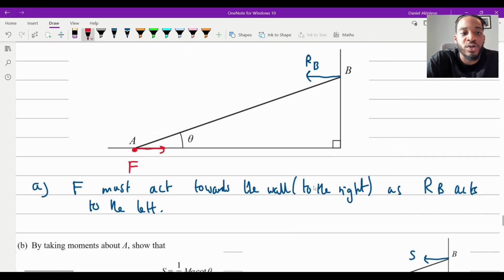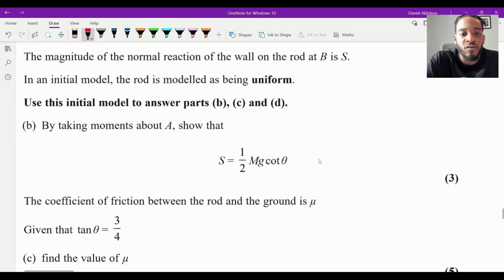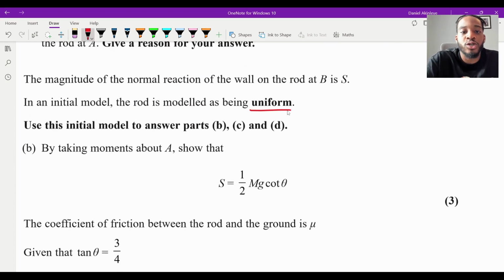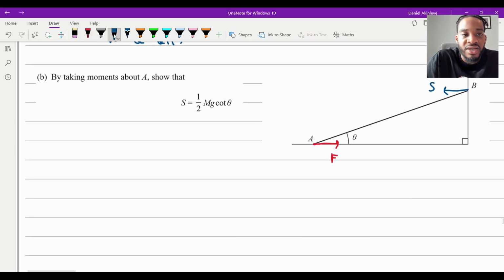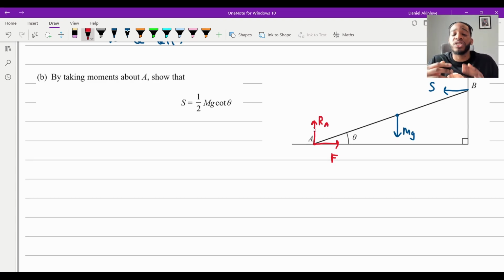Now, in the question, they told us that this rod is uniform. They said it right here. If it's uniform, it means that the weight acts down the middle. So we're going to have a point here in the middle, and we're going to call this force the weight. The mass is M, and the weight must be mg. Another thing is, remember, we have a point of contact. This rod is in contact with this surface here, so there must be a reaction force. I'm going to call this R, and I'll call it RA. So these are our forces here. Also, they told us that A to B is 2a, so this whole thing is 2a.